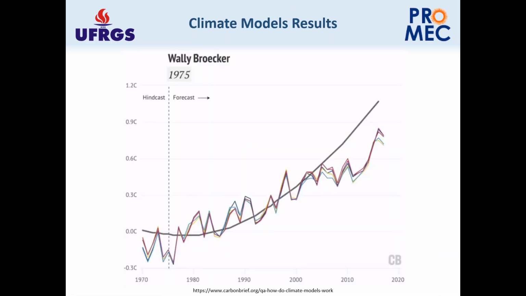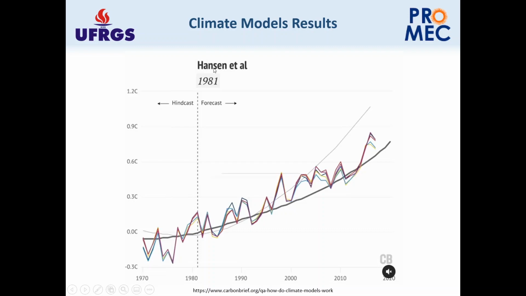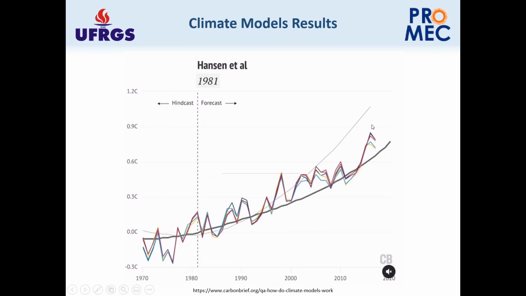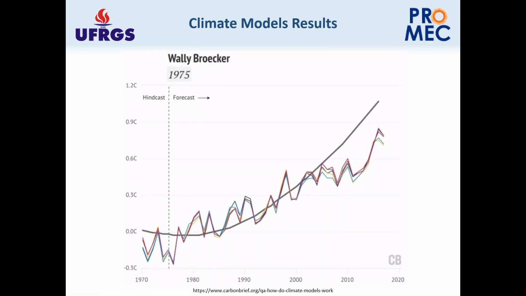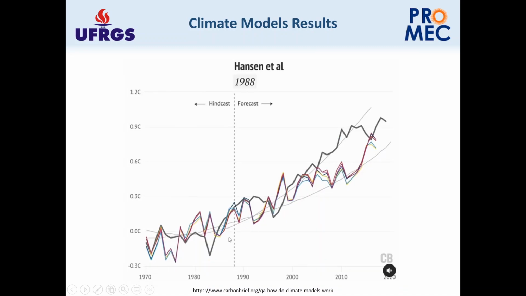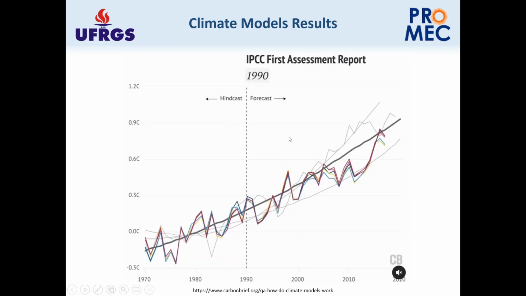So, for example, in 1975, Wally Broecker, one of the first people that developed these climate models, predicted that the temperature of the world would increase like this, which wasn't so far off. I mean, he predicted this 50 years ago, so he did reasonably well. And then Hansen in 1981 predicted that the overall temperature will increase like this, which is a bit better than the first estimates. And then Hansen made another prediction, which is also good.